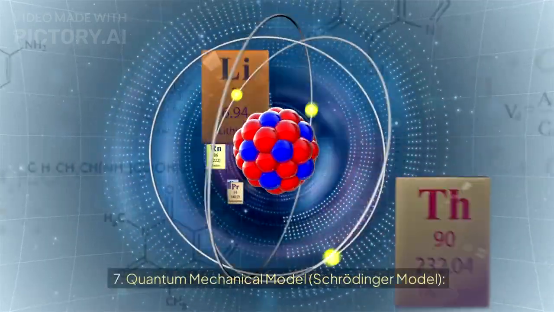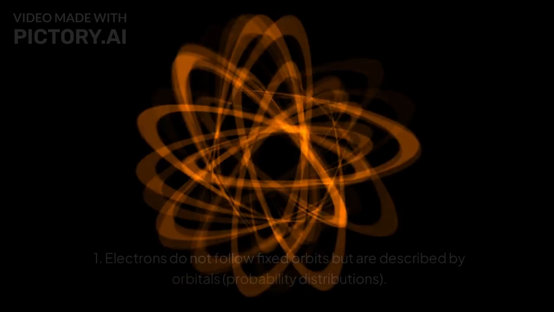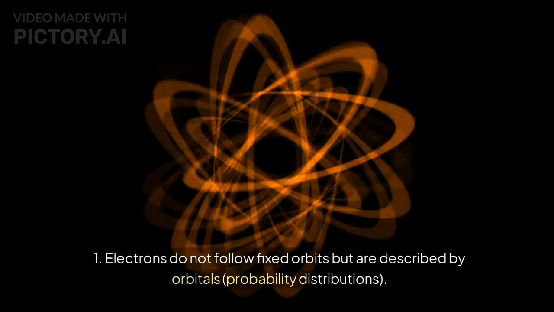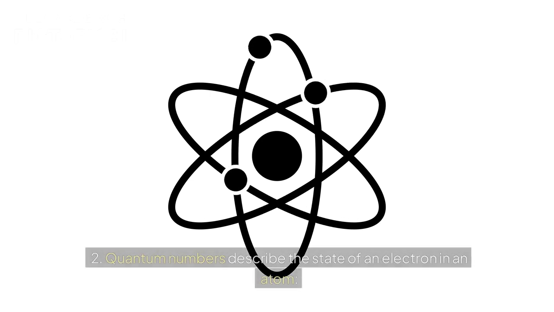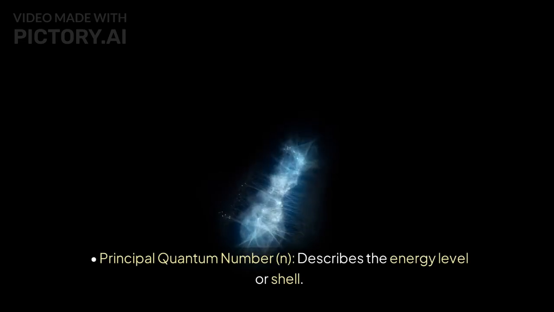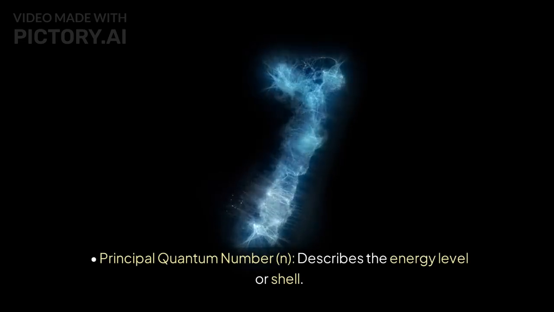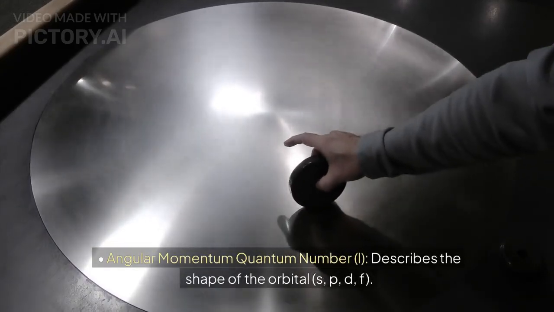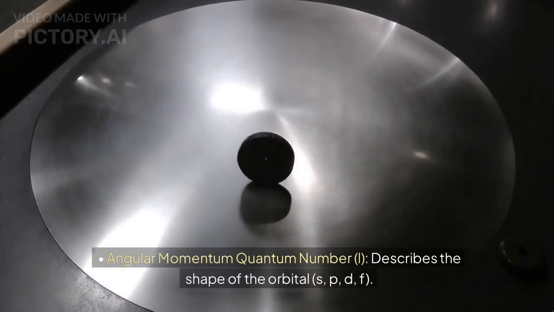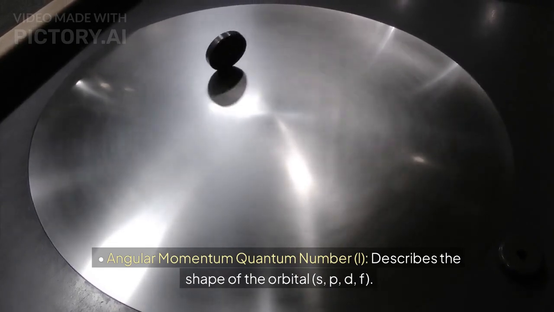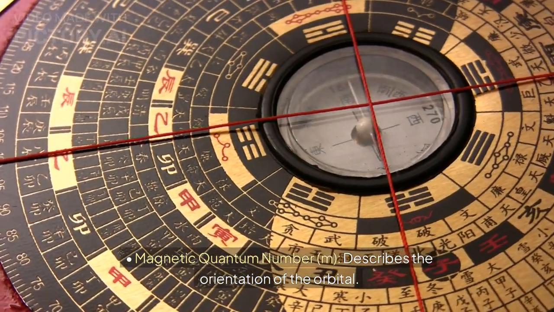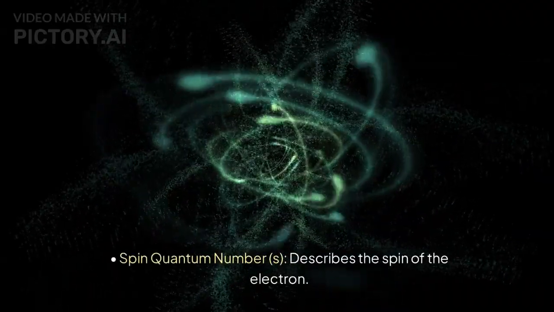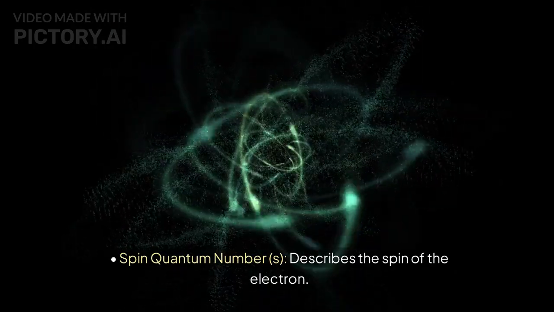7. Quantum mechanical model, the Schrödinger model. Electrons do not follow fixed orbits but are described by orbitals, which are probability distributions. Quantum numbers describe the state of an electron in an atom. Principal quantum number, n, describes the energy level or shell. Angular momentum quantum number, l, describes the shape of the orbital: s, p, d, f. Magnetic quantum number, m, describes the orientation of the orbital. Spin quantum number, s, describes the spin of the electron.